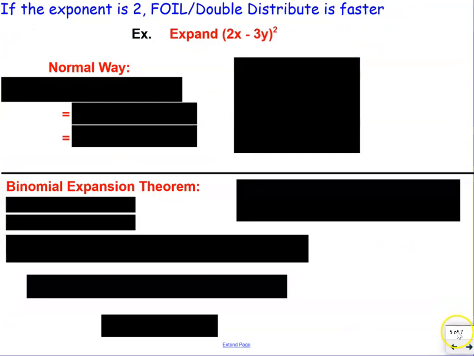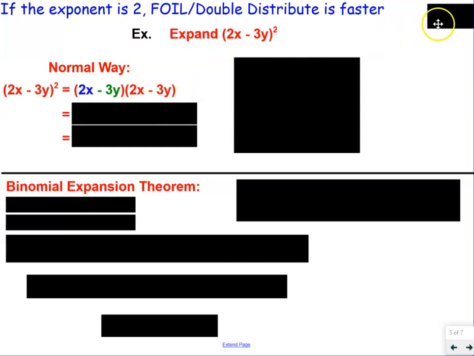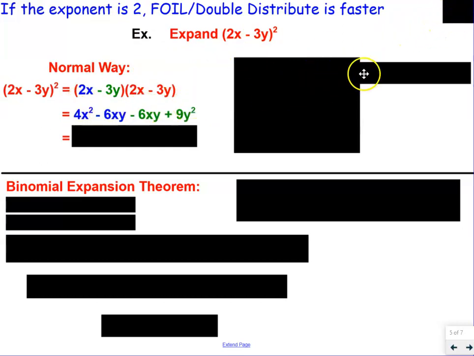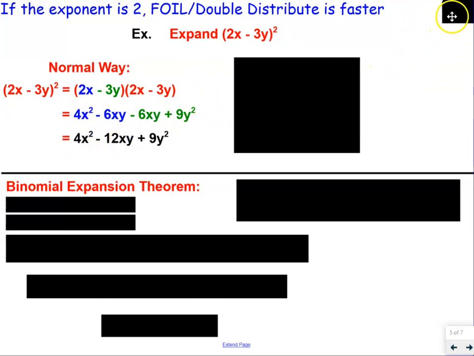All right, so here's an example. If the exponent is 2, FOIL or double distribute is faster. For example, expand (2x minus 3y) squared. So the normal way, you'd write it twice. You'd FOIL: first, outside, inside, last, or double distribute. Combine like terms, we get our final answer, done.